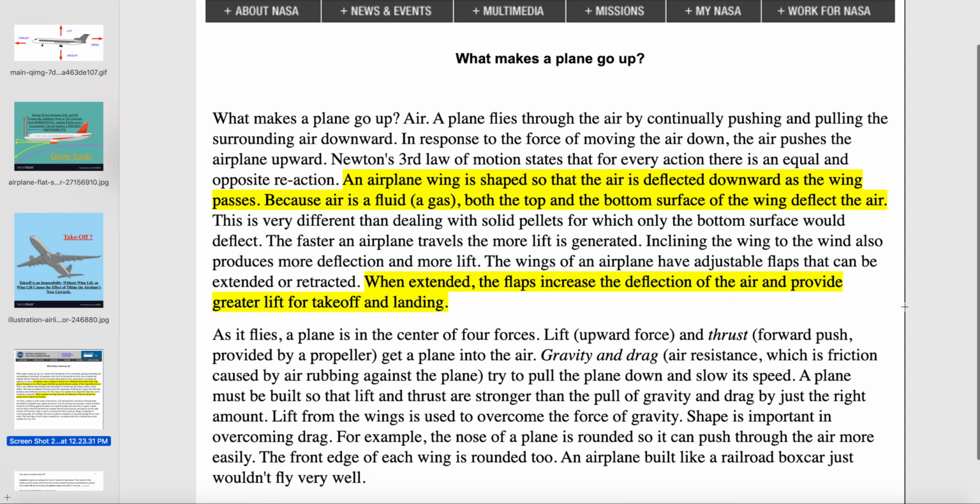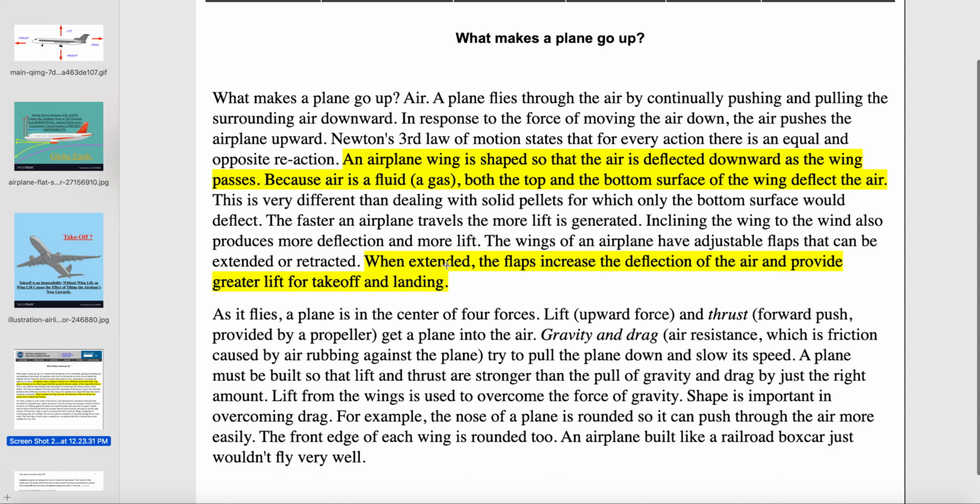As it flies, a plane is in the center of four forces: lift, upward force, and thrust, forward push, provided by a propeller, get a plane into the air. Gravity, which is referencing weight, let's just say, and drag, air resistance, which is friction caused by air rubbing against the plane, try to pull the plane down and slow its speed. A plane must be built so that lift and thrust are stronger than the pull of gravity, which is basically weight, and that's what they really mean, and drag by just the right amount.